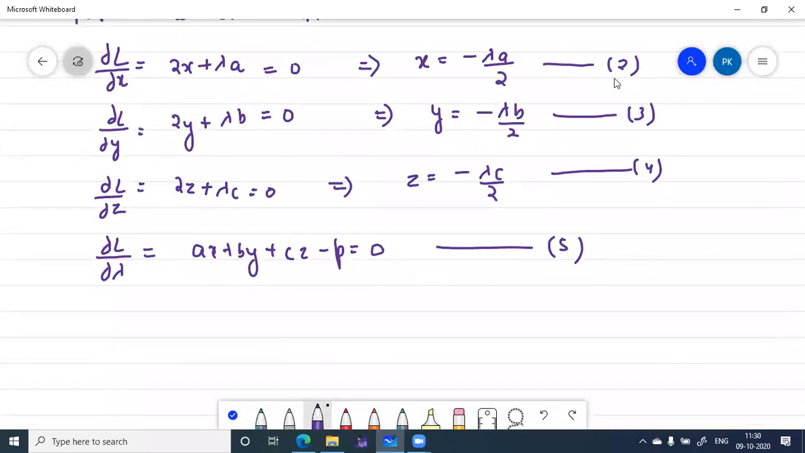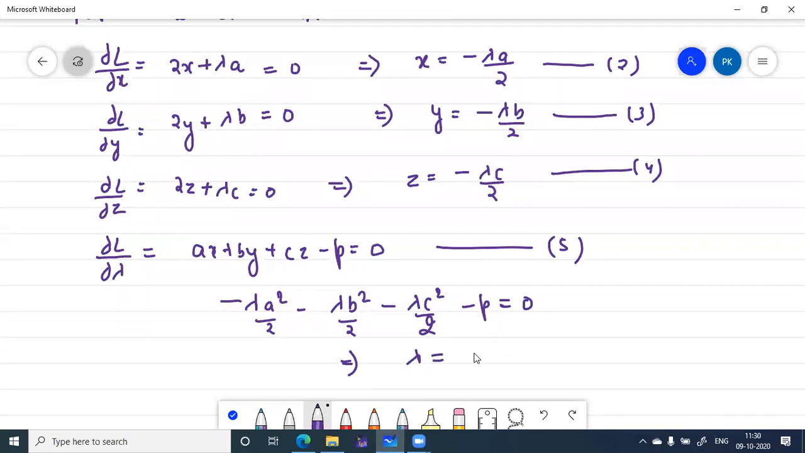X, y and z are evaluated from the second, third and fourth equations. So I'm going to use these values in equation number 5. X is minus lambda by 2, so it's minus lambda a square by 2, minus lambda b square by 2, minus lambda c square by 2, minus p is equal to 0. So you get the value of lambda is equal to minus 2p by a square plus b square plus c square.